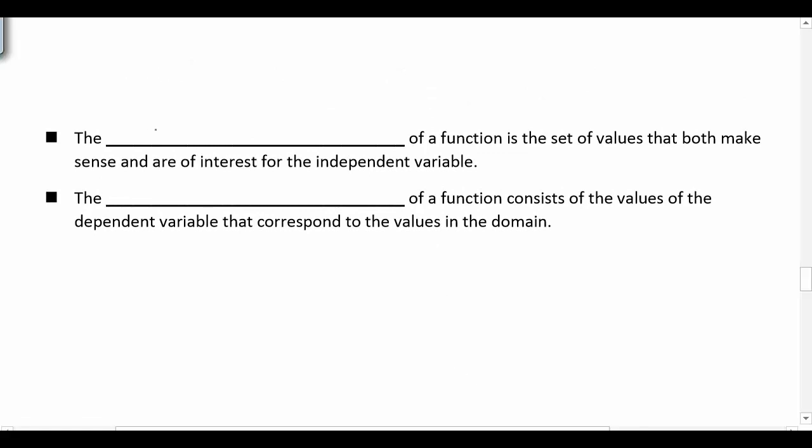Okay, the domain of a function is a set of values that make both sense and are of interest in the independent variable. Those are related to the x values. The range of a function consists of values of the dependent variable that correspond to values in the domain. So we would say that refers to the y values of our function.